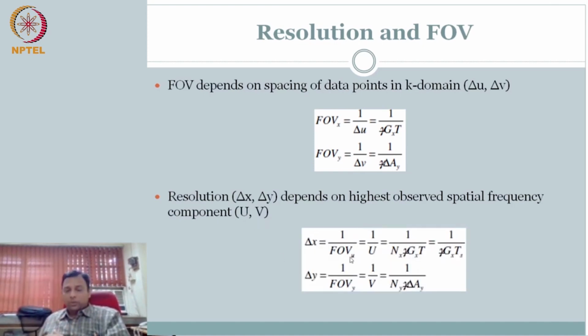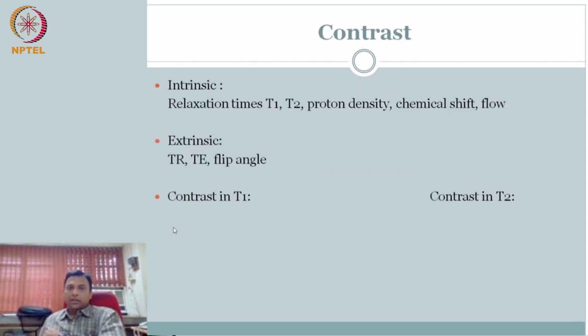So your delta x is 1 by field of view in u, and delta y is 1 by field of view in v, where capital U and capital V represent the extent of frequency in u direction and extent of frequency in v direction. You can get it like this. Clear? So that's for resolution.